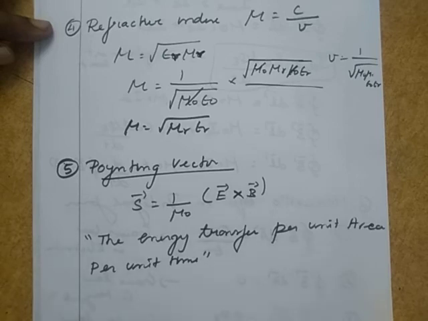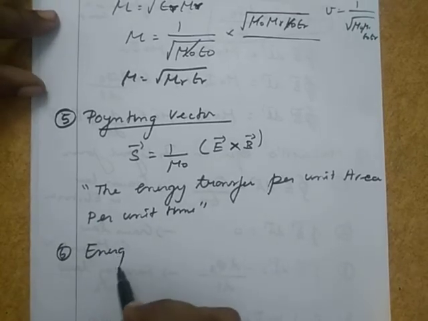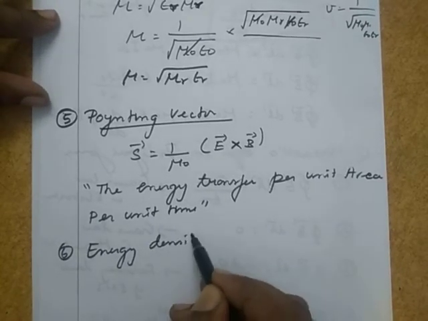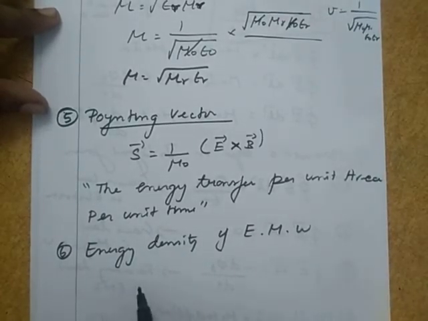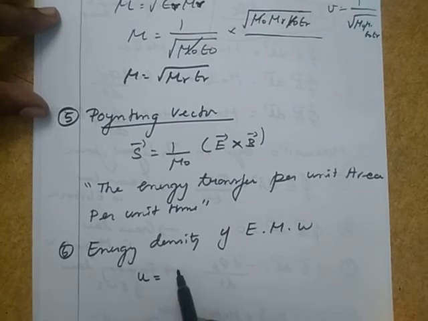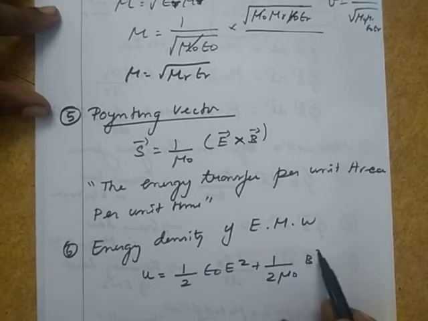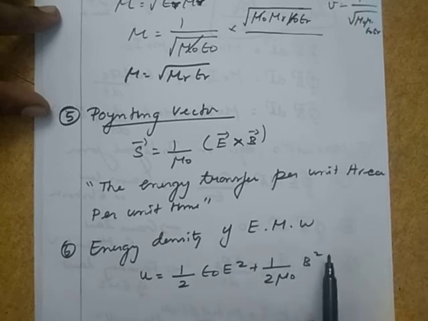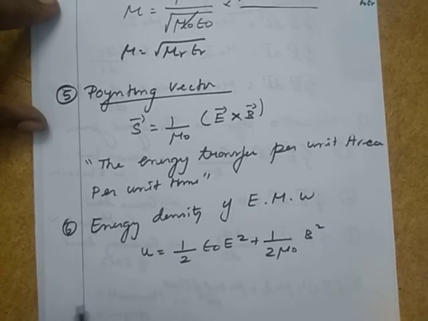Next, energy density of the electromagnetic wave, represented by the symbol small u. u is equal to 1 by 2 epsilon naught E square plus 1 by 2 mu naught B square. This is the energy density of the electromagnetic wave, because an electromagnetic wave is a combination of electric field vector and magnetic field vector.